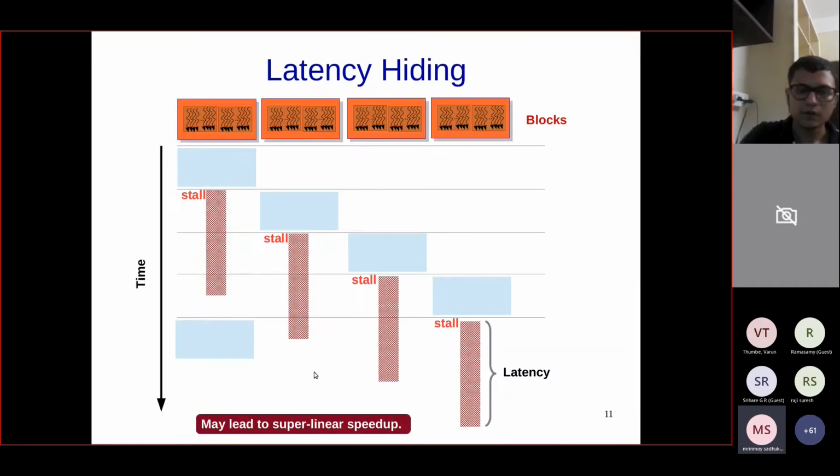Okay, so let us try to understand this superlinear speedup. Let us assume in a naive fashion what will happen. So in the ideal case, what was happening? Let us take this block. How many units of time was it taking to finish the execution?